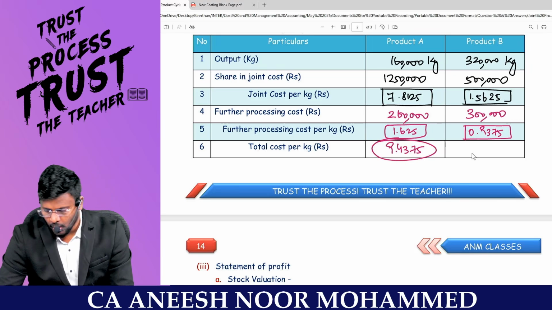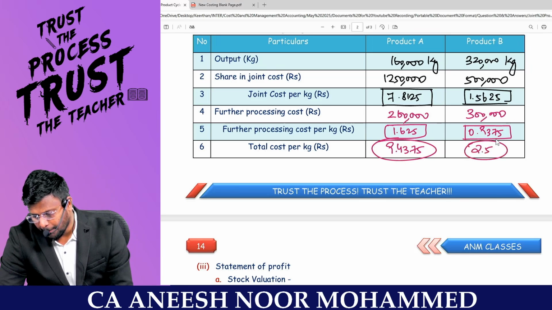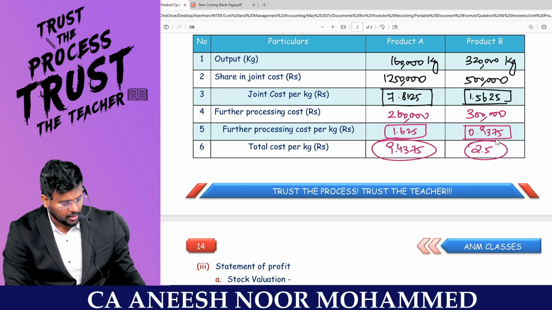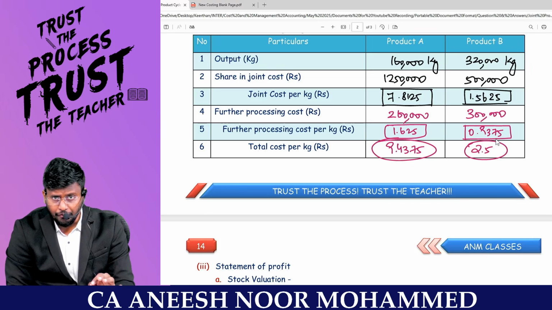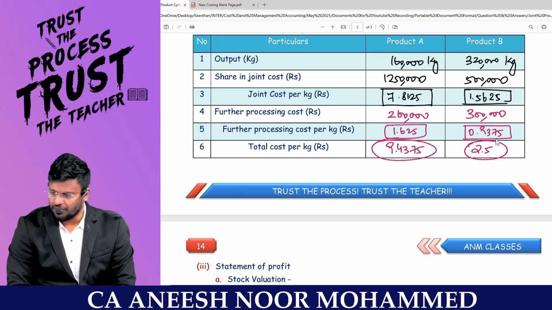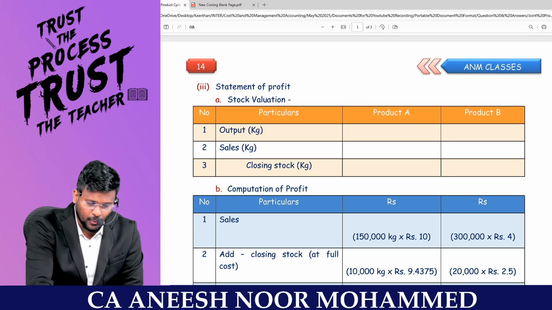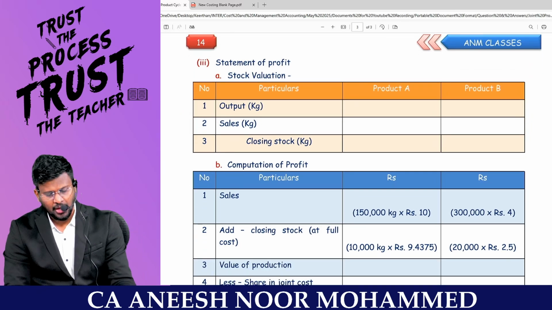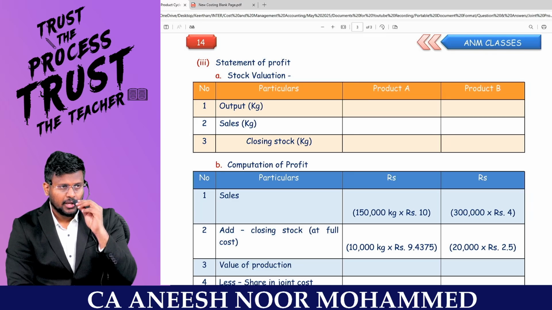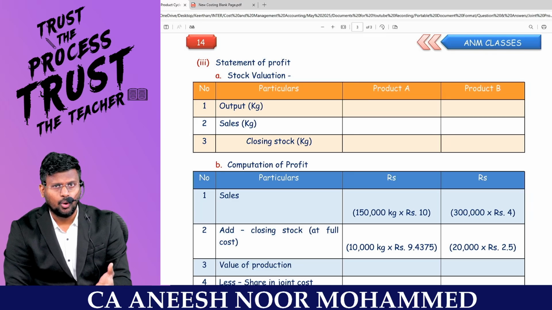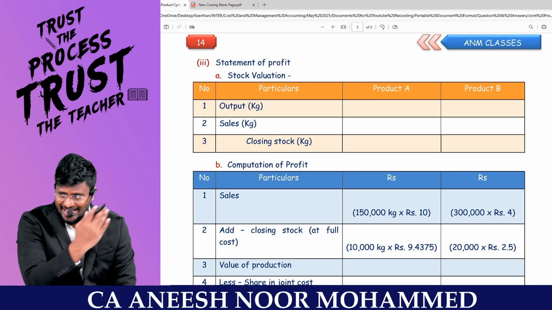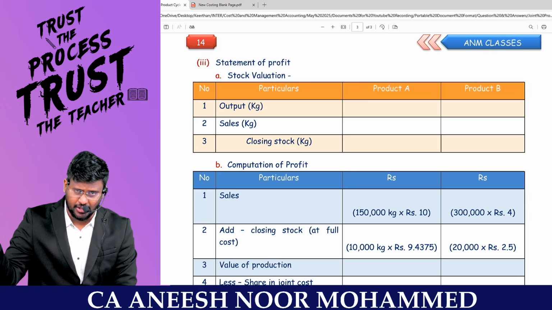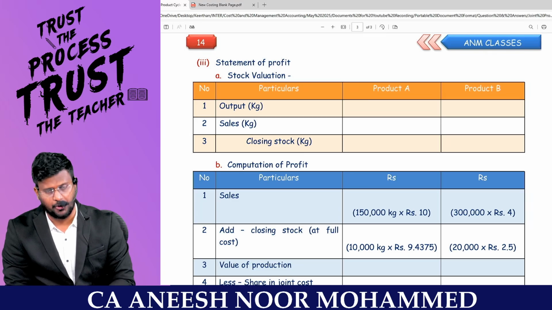1.5625 plus 0.9375 comes to 2.5 per kg is the total cost, which means share of joint cost plus further processing cost. I believe that you are able to appreciate or understand. Coming to the next part of the question, we have to calculate the profit. In order to calculate the profit, we know the closing stock, because sales plus closing stock minus opening stock minus purchases will give you the gross profit.